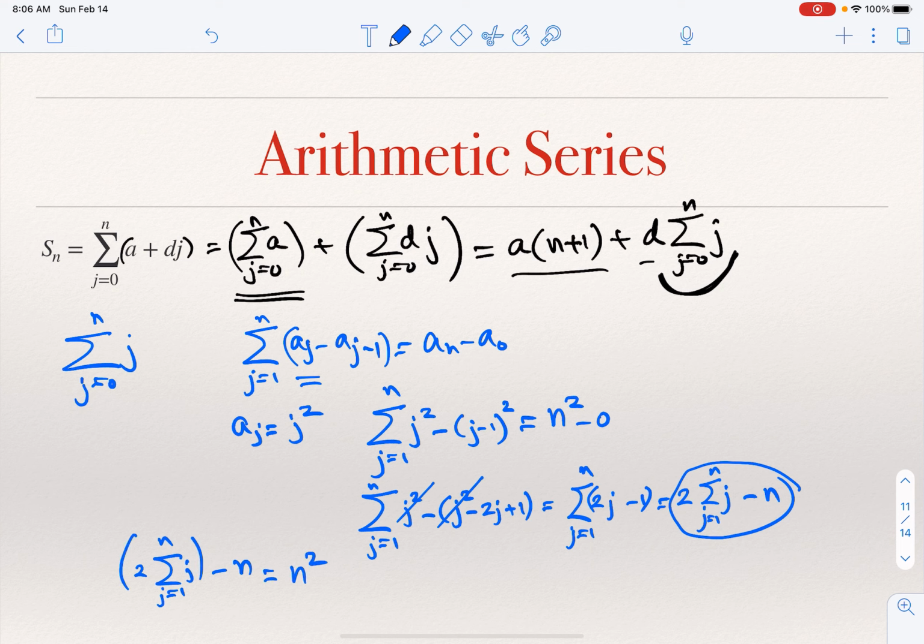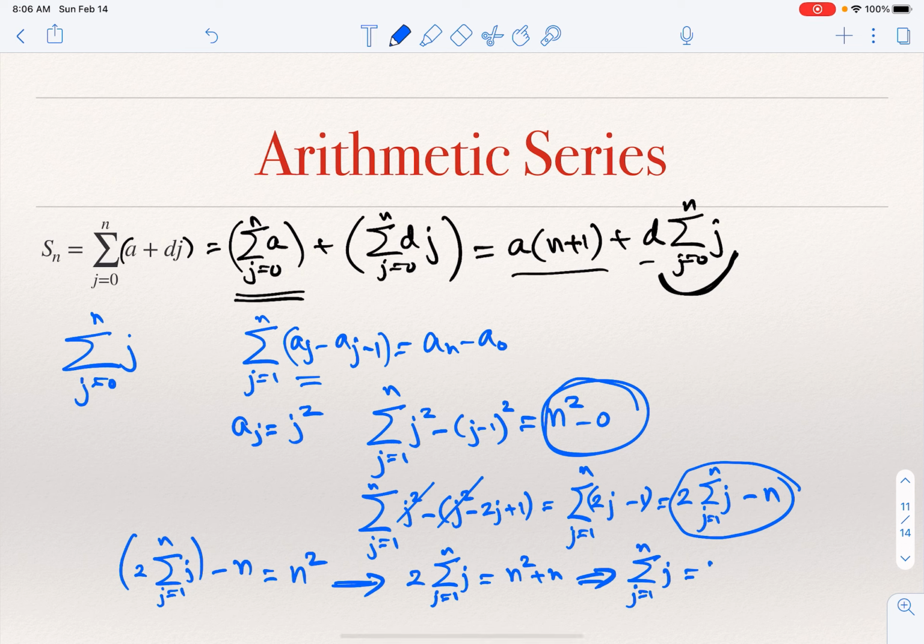Again, I got the n squared from here, right? In other words, 2 times this summation equals n squared plus n. From here, we get that the summation of j from j equal 1 to n equals (n squared plus n) divided by 2. Okay, so this is what this summation is.